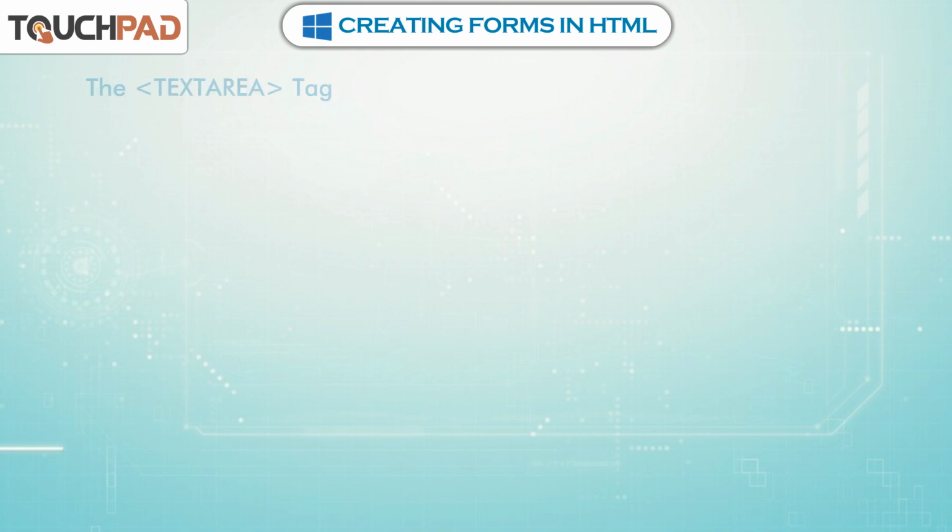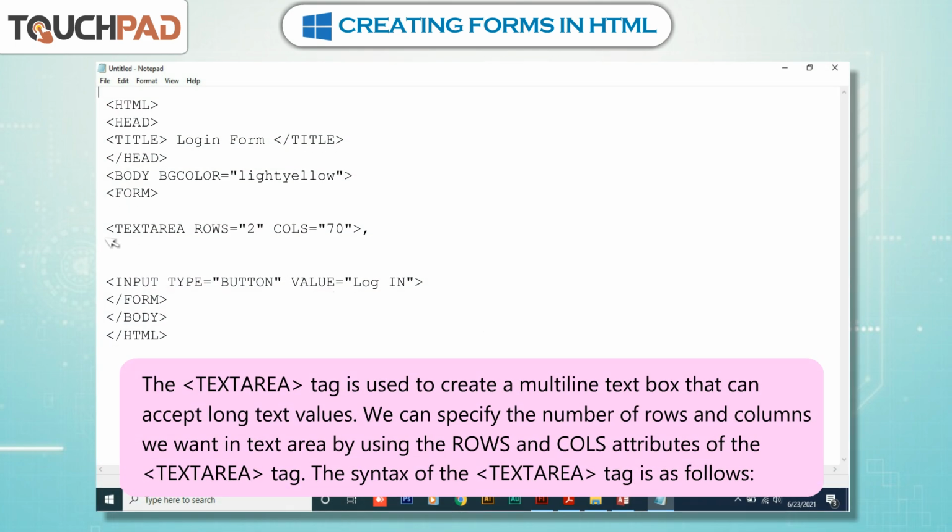The textarea tag. The textarea tag is used to create a multi-line text box that can accept long text values. We can specify the number of rows and columns we want in the textarea by using the rows and cols attributes of the textarea tag. The syntax of the textarea tag is as follows. Textarea rows is equal to within inverted commas 2. Cols is equal to within inverted commas 7.